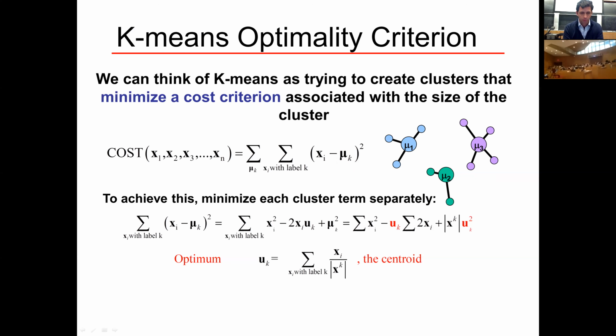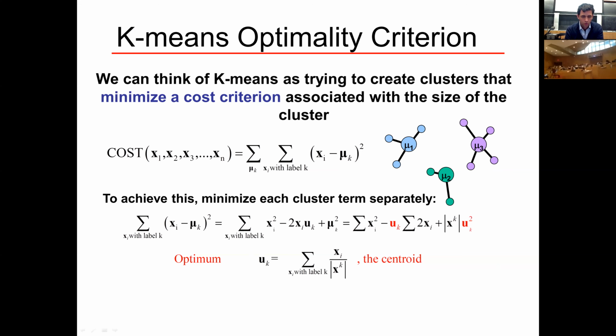optimality criterion for Kmeans. We can basically think of Kmeans as trying to create clusters that minimize some kind of cost criterion associated with the size of the cluster. Before we mentioned we wanted to have compact clusters that capture our data. So what we can do is define some cost function over a set of points, which is basically summing over all of the centroids, all of the clusters, and then summing every point in that cluster, and then minimizing the total distance between points and their respective centroids.